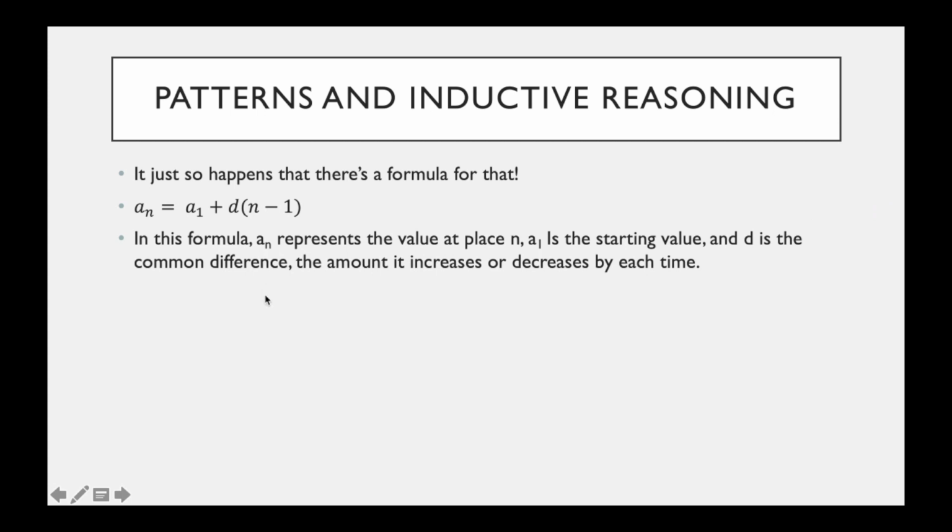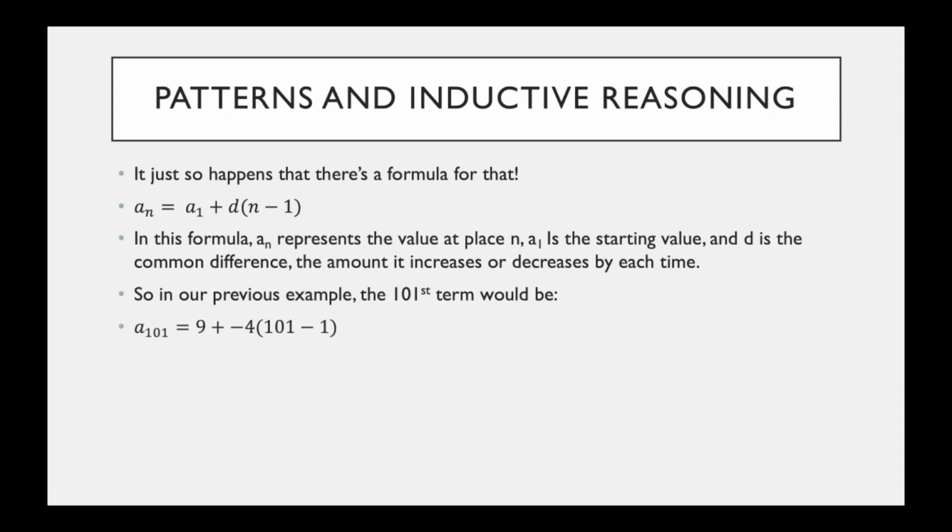So again, if we're looking for the 101st number in the pattern, we could set it up so that we have a sub 101, so the number that's at the 101st place, that would be equal to our first number, 9, plus our difference, -4, times in parentheses 101 minus 1. So 101 minus 1 is 100, times -4 is -400, -400 plus 9 is -391. So that would be the number at the 101st spot.